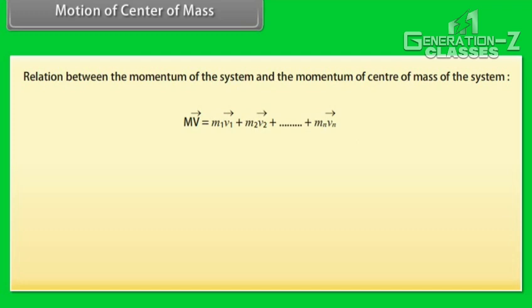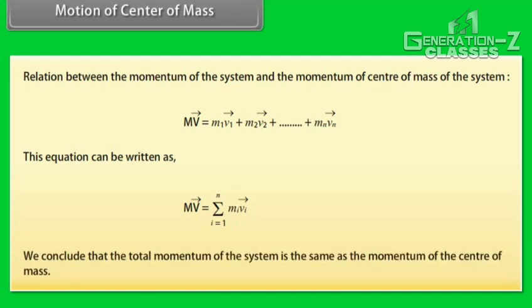mv vector = m1 v1 vector + m2 v2 vector + ... + mn vn vector. This equation can be written as mv vector = summation from i = 1 to n of the product of mi and vi vector. We conclude that the total momentum of the system is the same as the momentum of the center of mass.